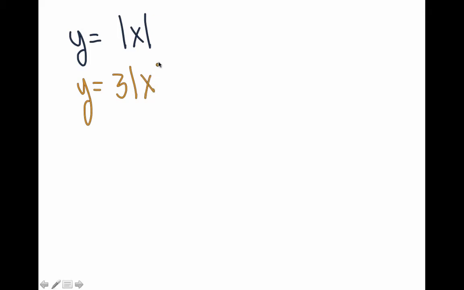Let's also take a look at a parameter that would stretch the graph. So if we had the equation y equaled the absolute value of x, and then I graph the function y equals 3 times the absolute value of x. We know our parent function by now. I'm going to draw it quickly.